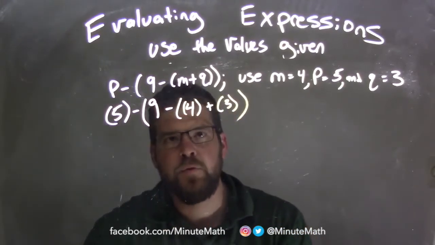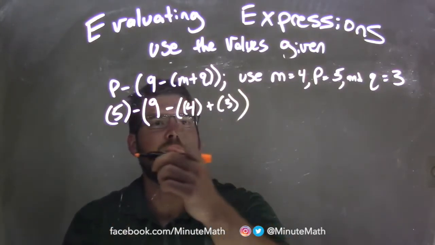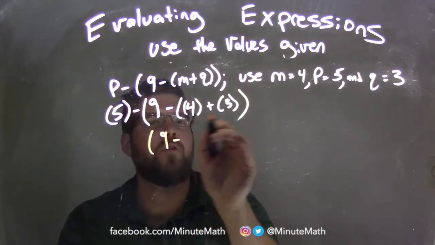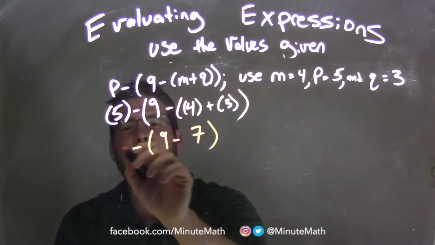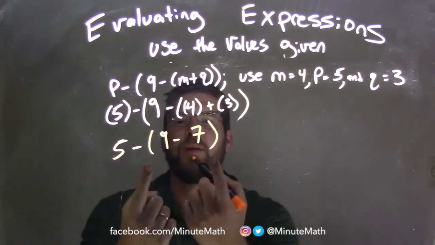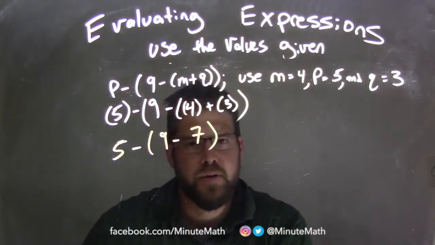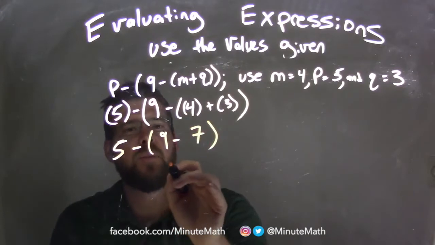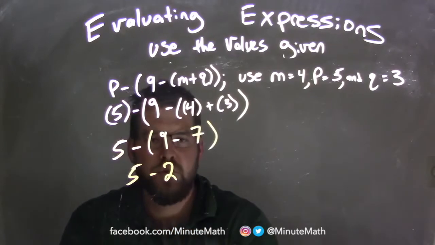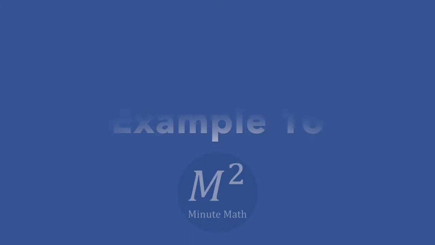So now we need to simplify. Let's remember our order of operations. So inside these sets of parentheses here, I have the 4 plus the 3. I need to combine those together first. So the 9 stays out here. 4 plus 3 is 7. And we have the 5 minus on the outside. Okay? So now we have this set of parentheses right there, and we need to subtract inside of there first. So we have 9 minus 7 comes first. So 9 minus 7 comes out to be 2. 5 comes out. And lastly, 5 minus 2 is 3. And 3 is my final answer.